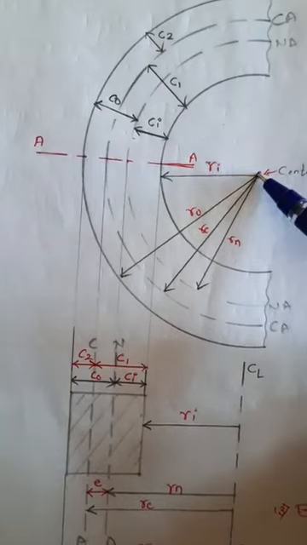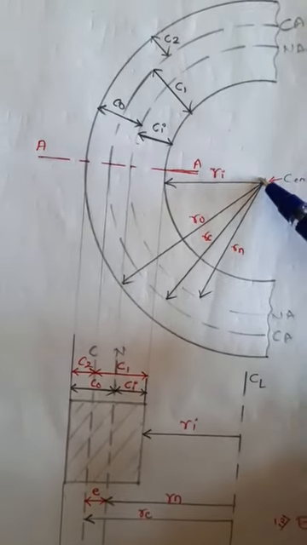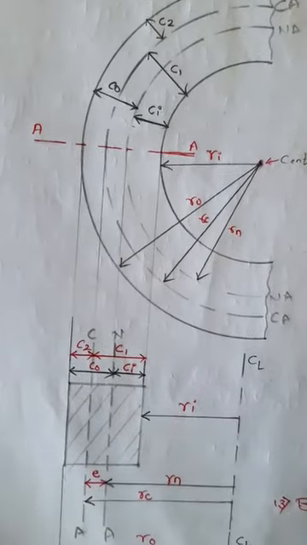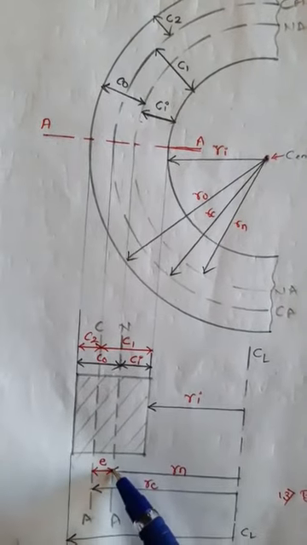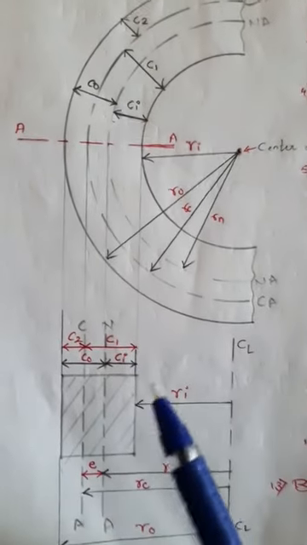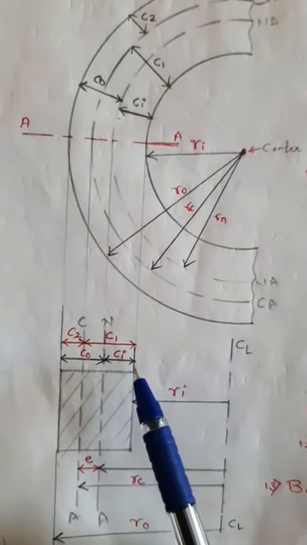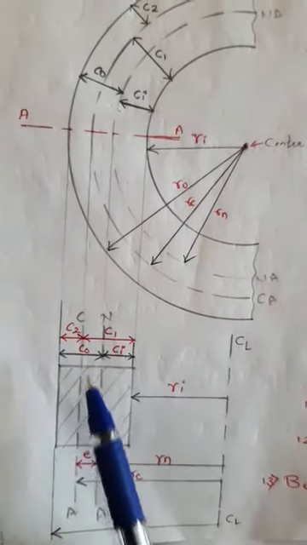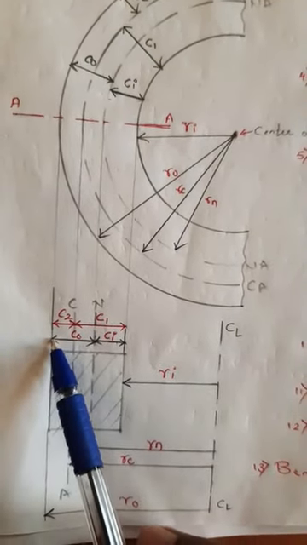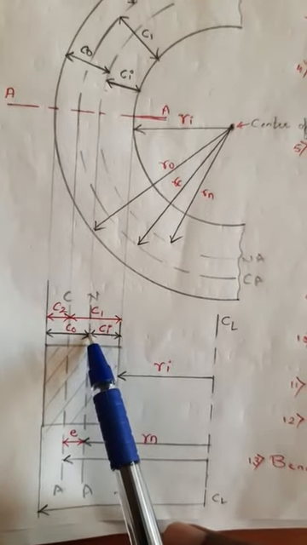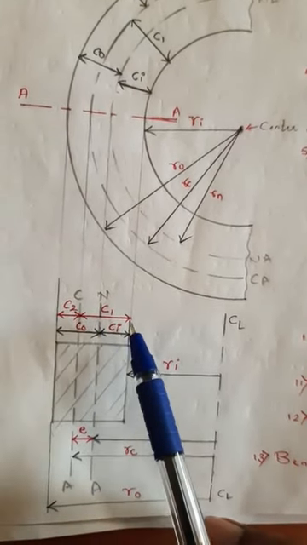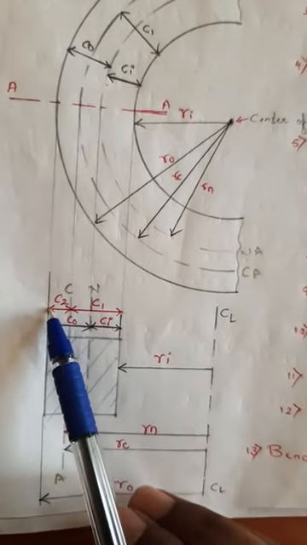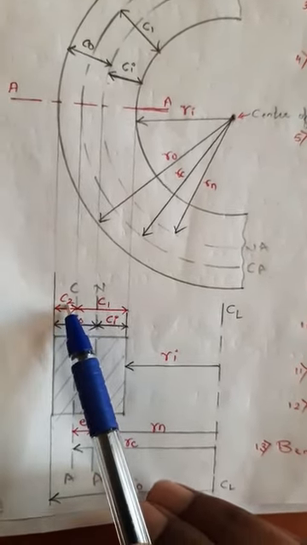The radius of the neutral axis is called Rn. So from the center to the neutral axis is called Rn. This is Rn. Then the distance from the inner fiber to the neutral axis is Ci. The distance from the outer fiber to the neutral axis is Co. And the distance from the inner fiber to the centroidal axis is C1. The distance from the outer fiber to the centroidal axis is C2.